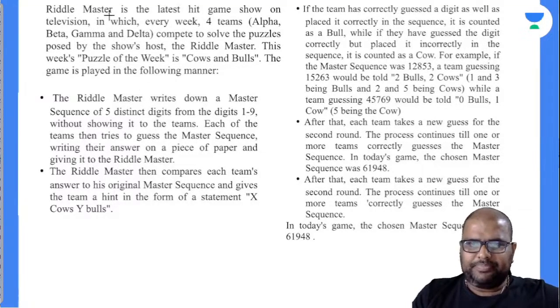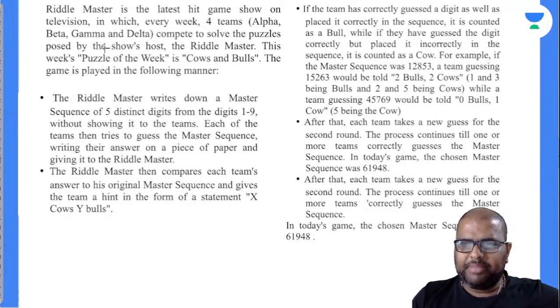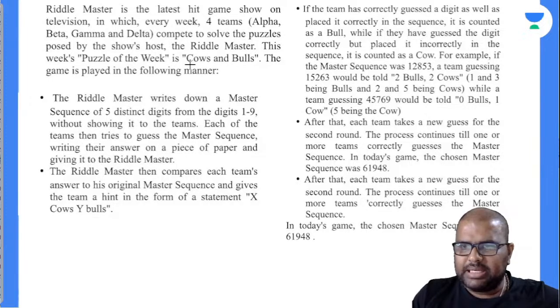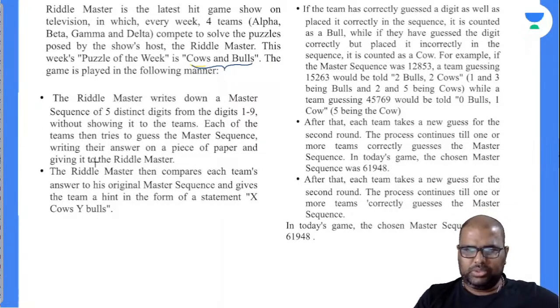Riddle Master is the latest hit game show on television, in which every week 4 teams, Alpha, Beta, Gamma and Delta, compete to solve the puzzles posed by the show's host, the Riddle Master. This week's puzzle of the week is Cows and Bulls. The game is played in the following manner. Now, what are the rules there?